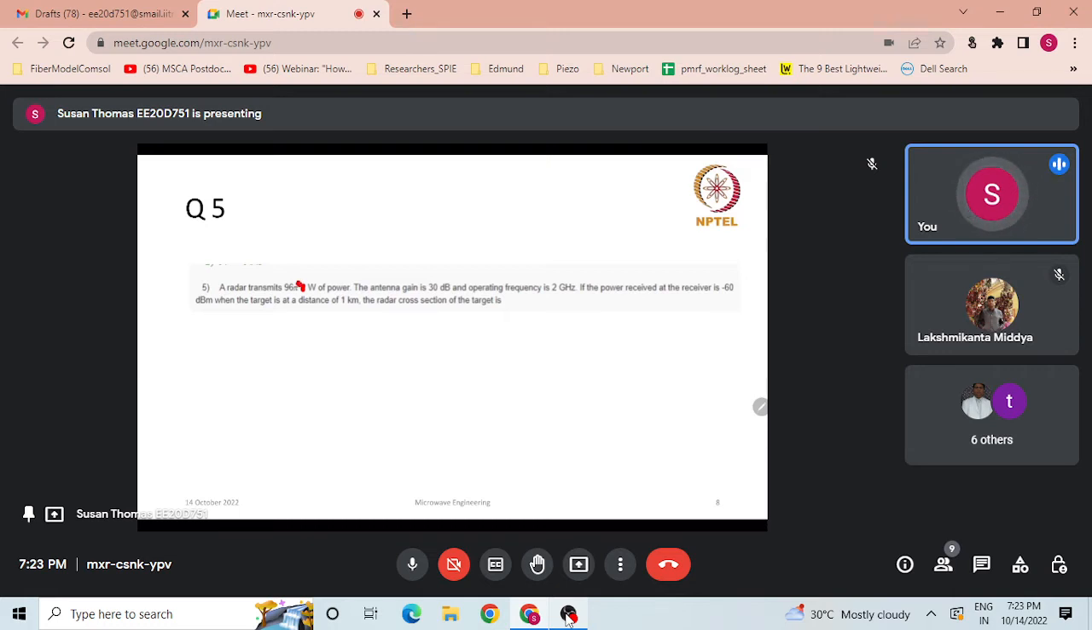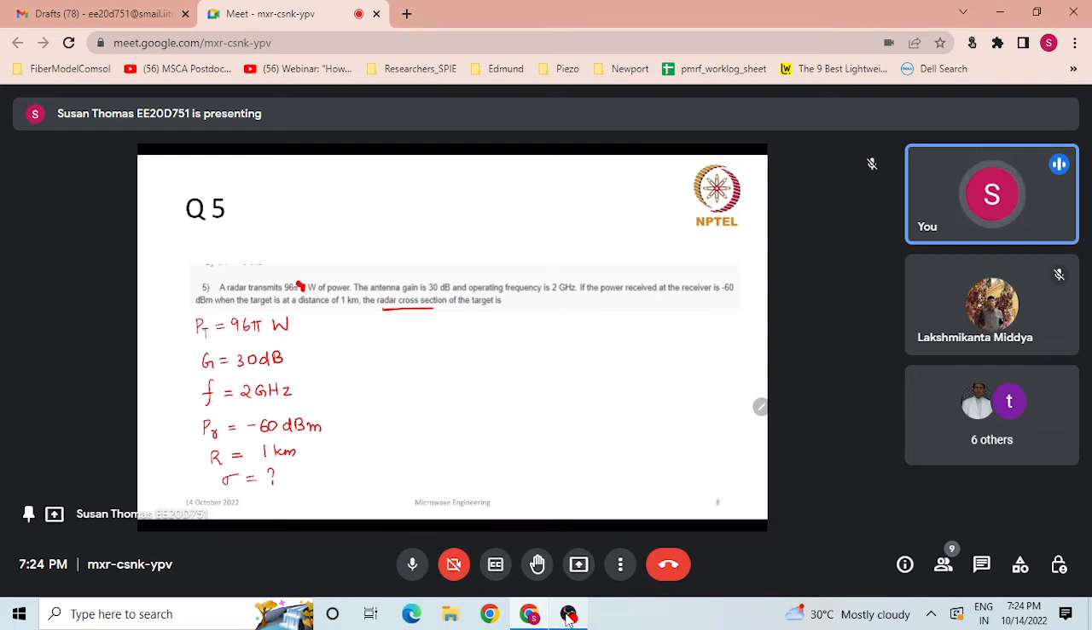So this is again a question on radar. Radar transmits a power, say the transmitting power PT is equal to 96 pi watts, and the antenna gain is 30 dB. The operating frequency is 2 gigahertz. The power received at the receiver is minus 60 dBm when the target is at a distance r of 1 kilometer. What you need to find is the radar cross section of the target, sigma.